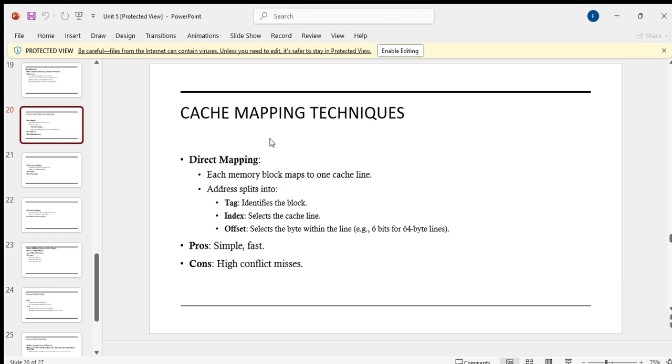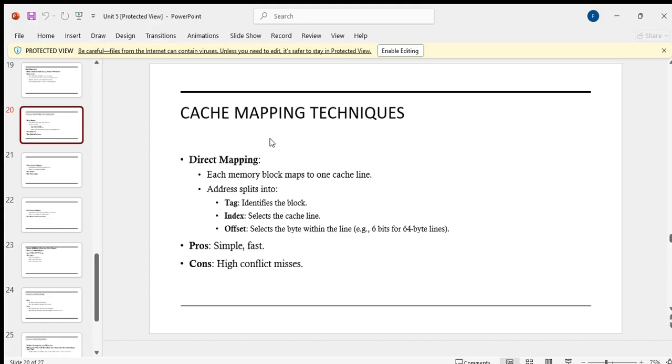What do we mean by direct mapping? This means that each memory block is allowed to go to exactly one cache line. What do we mean by that? It means that every memory block goes in one straight line. So that's what we mean by direct mapping. And direct mapping is always a slope heading towards the right-hand side.